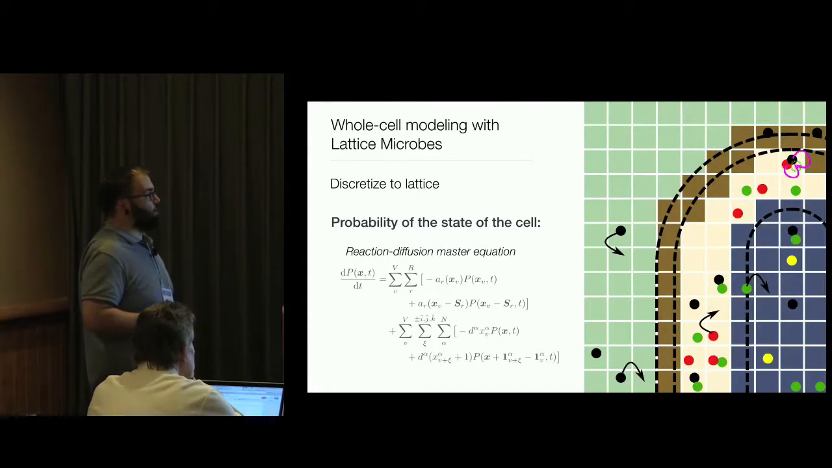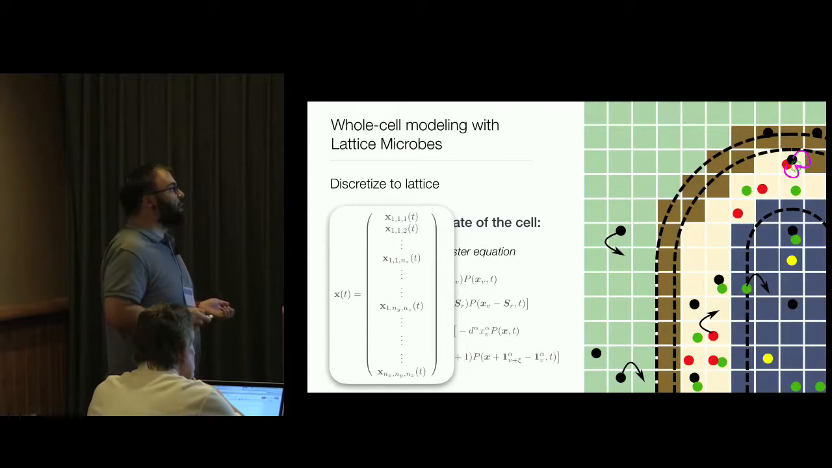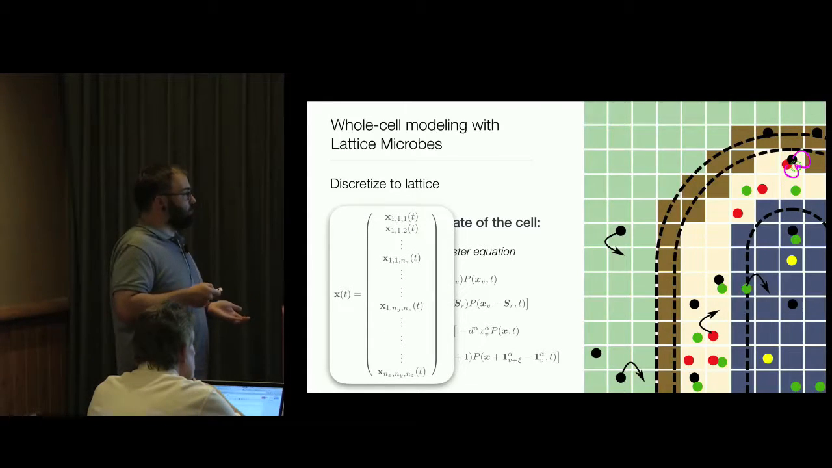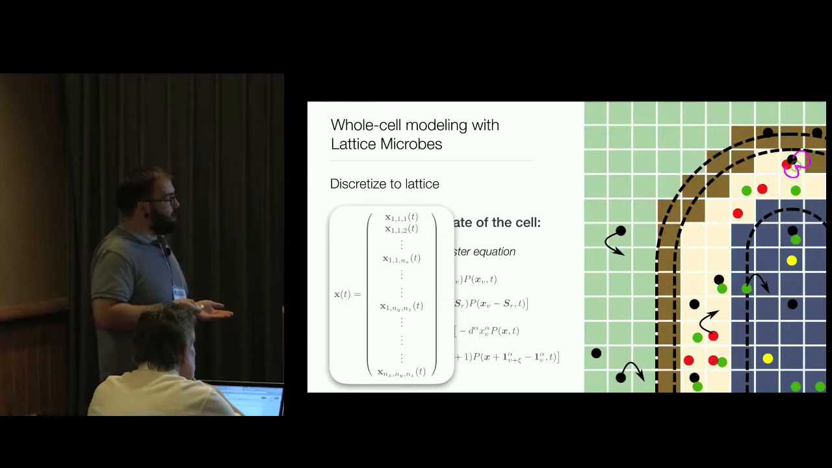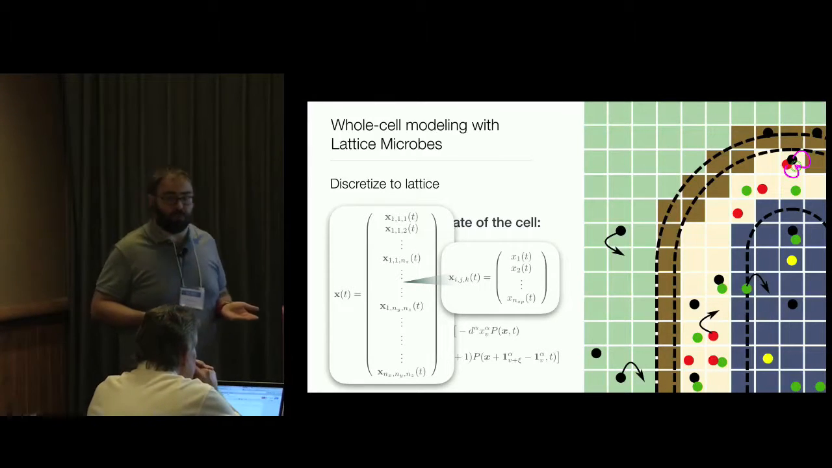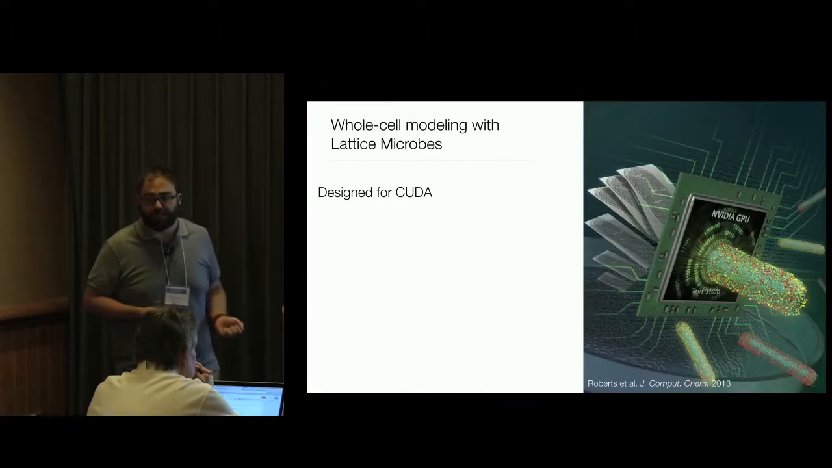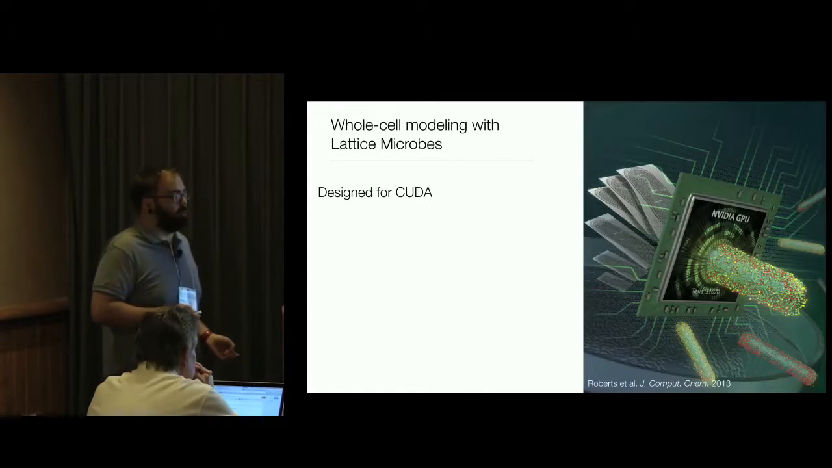So just what exactly do I mean by the probability of the state of the cell, this X vector here? Well, in terms of these simulations, what it corresponds to is terms that are given for each lattice site. And each one of these lattice site terms here tells you the number of particles for each species type that we're simulating. So the software that we use is called Lattice Microbes, and it's developed by the Luthey-Schulten lab.